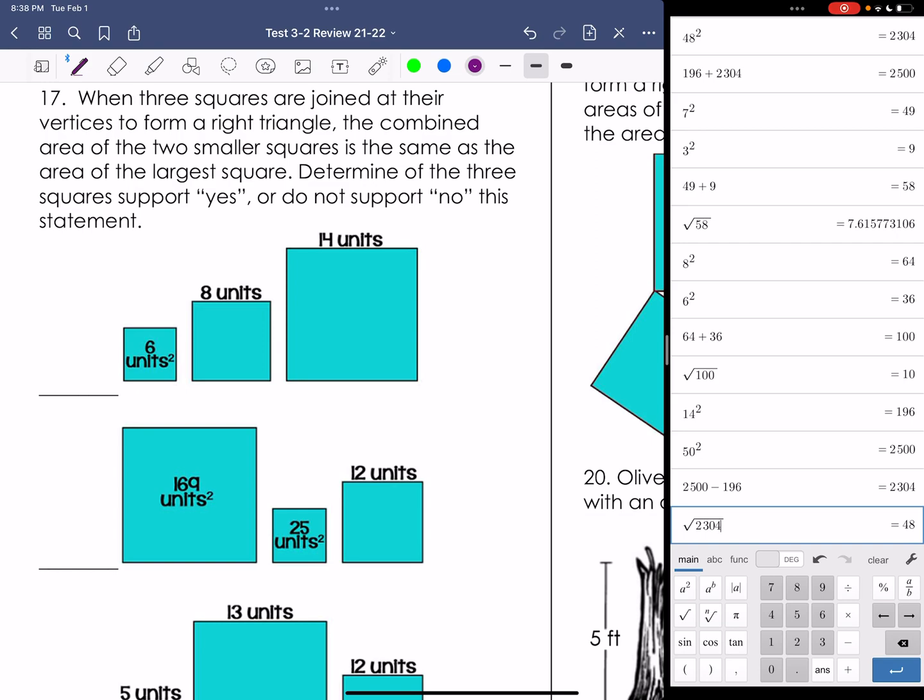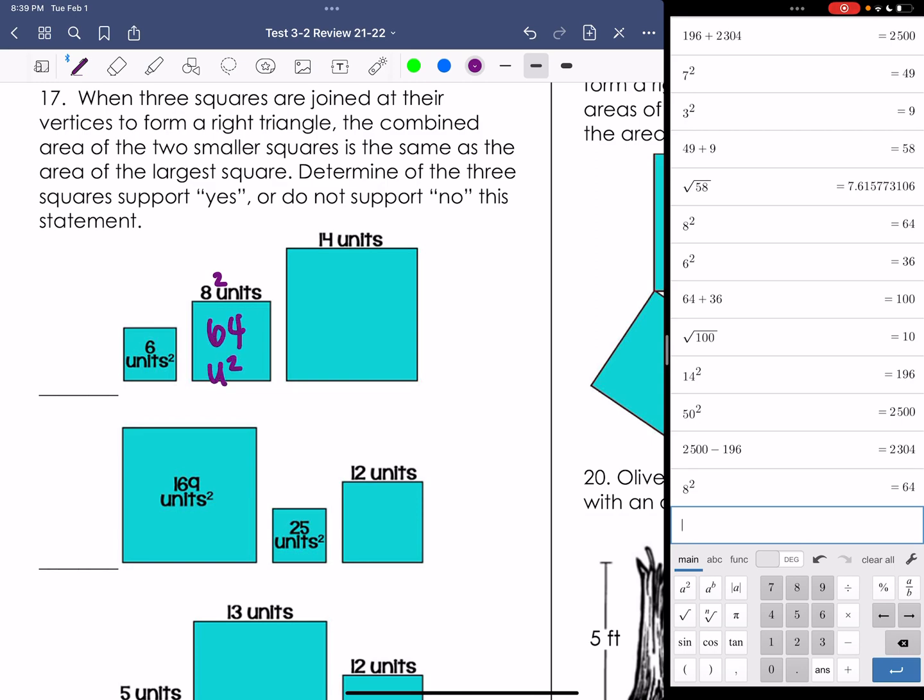Now, if you notice here, there's a difference between units squared and units. If it says units squared, that is already your area and you do not want to do anything else to it. If you have no exponent, then that is your side length and you need to square each side length to find the area of that square. So for 6, I'm going to go ahead and leave it alone because this is already an area. I need to square 8 to find the area of that square. So 8 squared equals 64. So this is 64 units squared. And then I have 14 squared for my largest square, and this is 196 units squared.